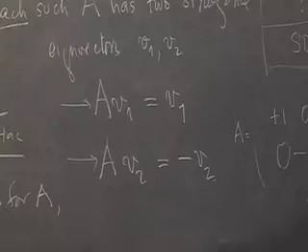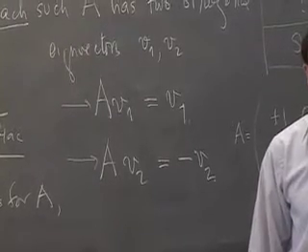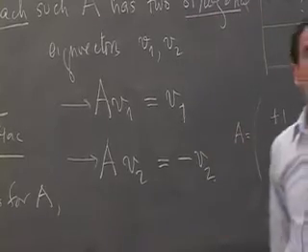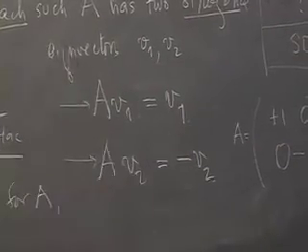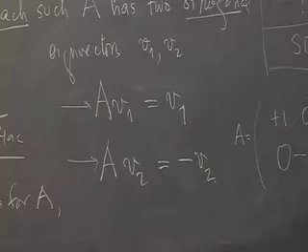Okay? And all you have to check, and I'm going to leave this to you because it's an amusing check, is that they're orthogonal to each other. That's the one thing we haven't checked, that the two eigenvectors, if they're not orthogonal to each other, it's not an orthogonal transformation.